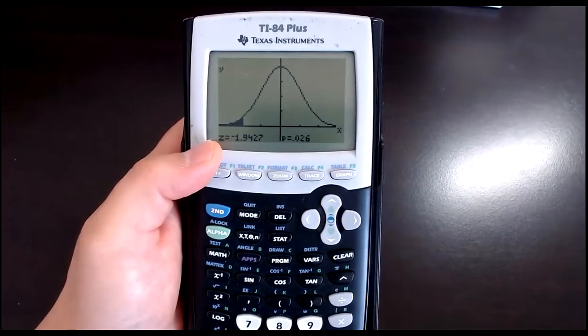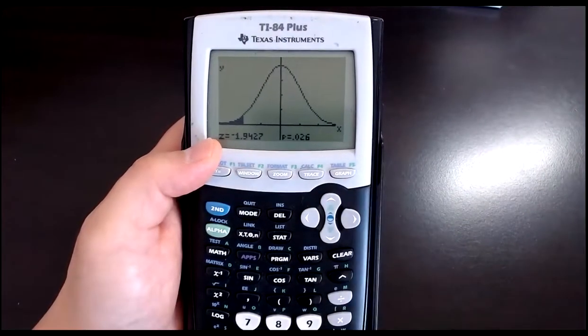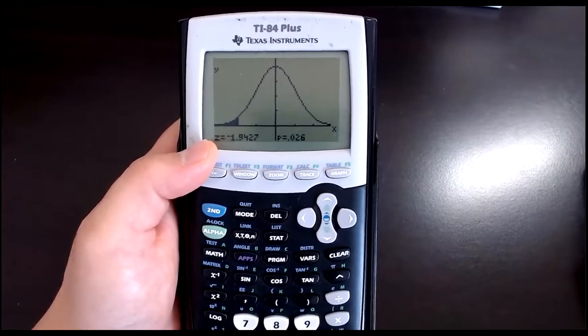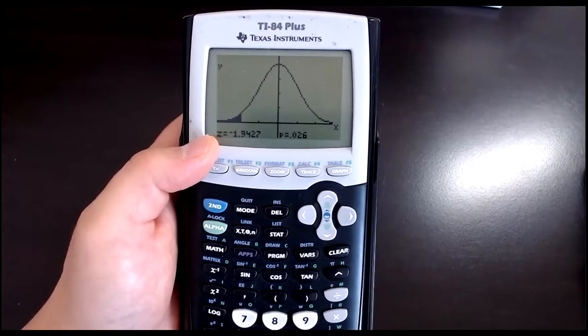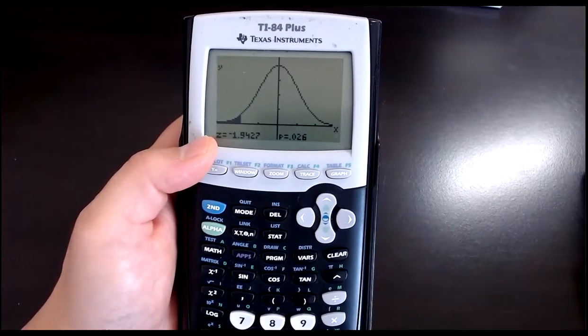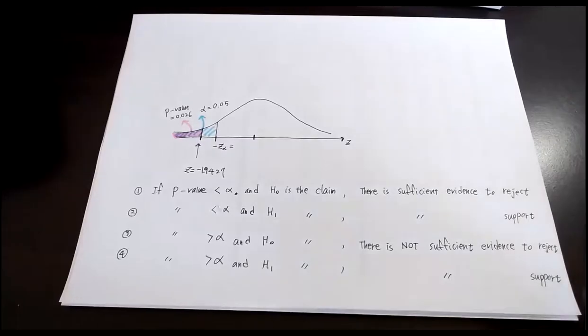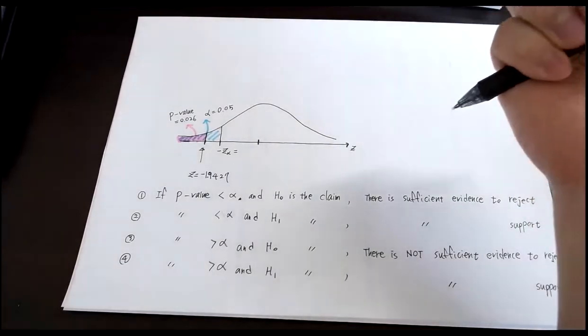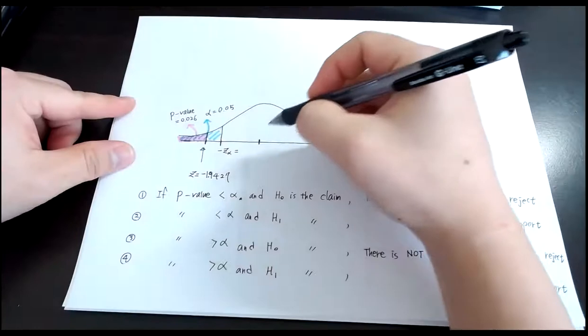Okay, let me give me a second. Let me draw that one on the scratch paper, and then I'll continue to explain the solution. Okay, all right, so I just copied the graph of the sampling distribution. Actually, this is the standard normal distribution.